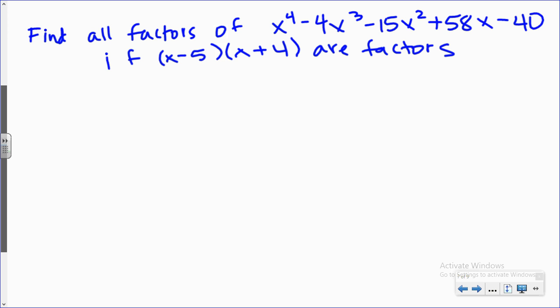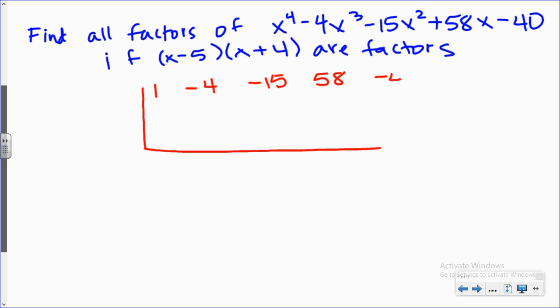What should we do with x minus 5 and x plus 4? We would want to divide them both, and then keep going. So we can use synthetic division because we have our linear divisors. So 1, negative 4, negative 15, 58, negative 40.